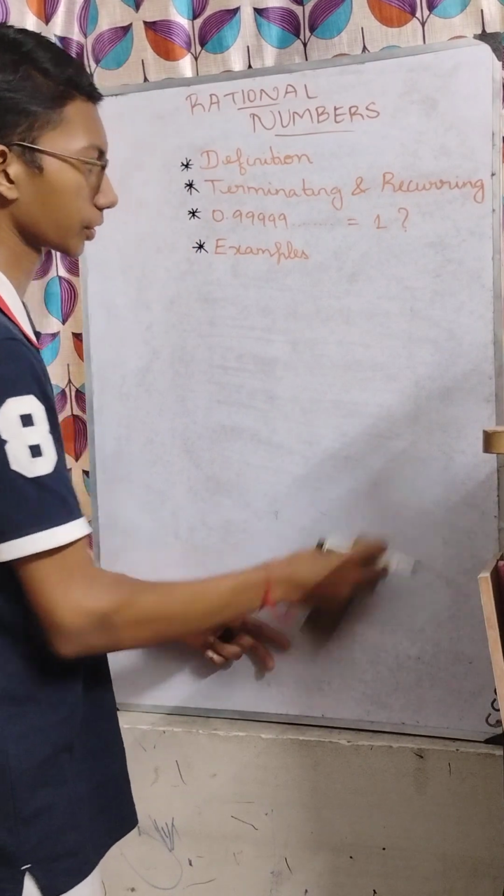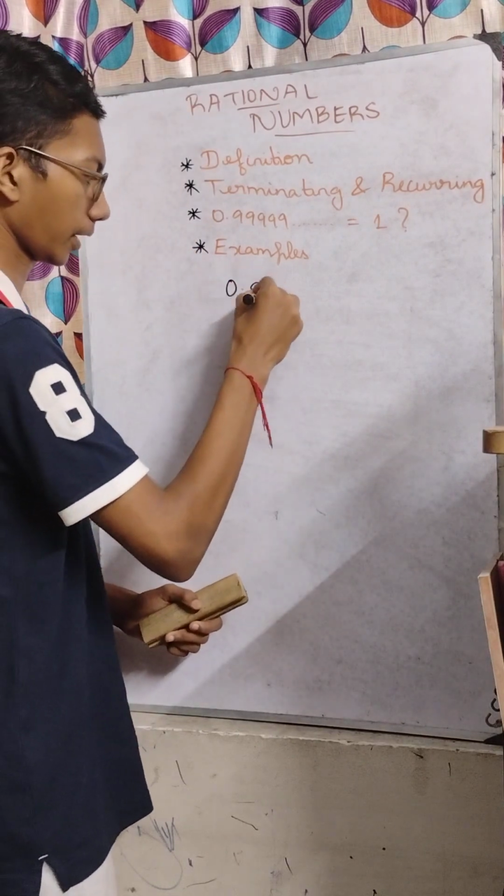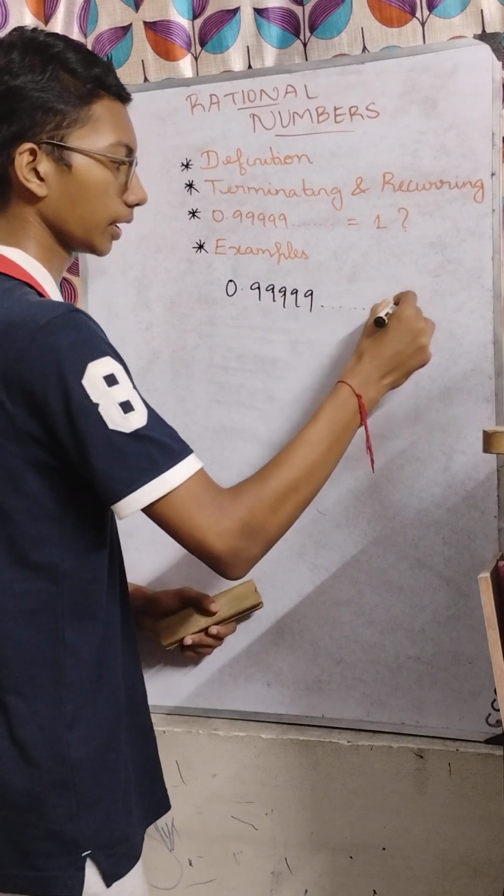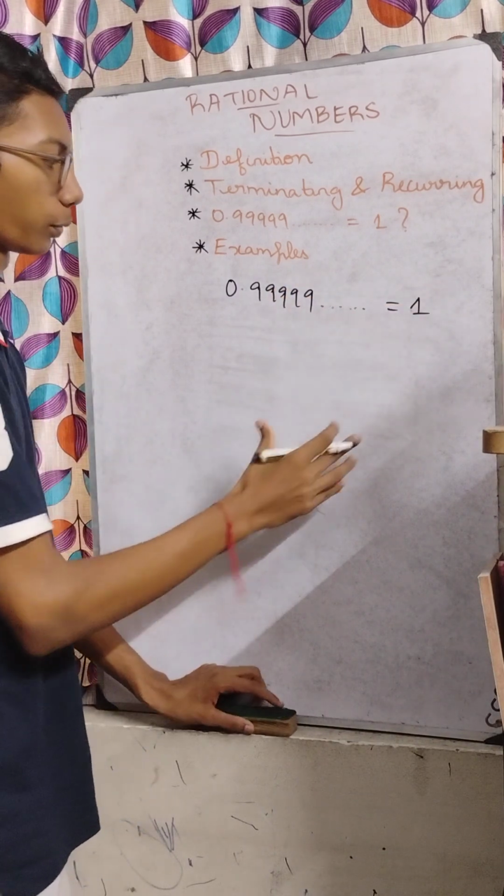So the question is: 0.99999 and it goes on till infinity equals 1. How do we prove this?